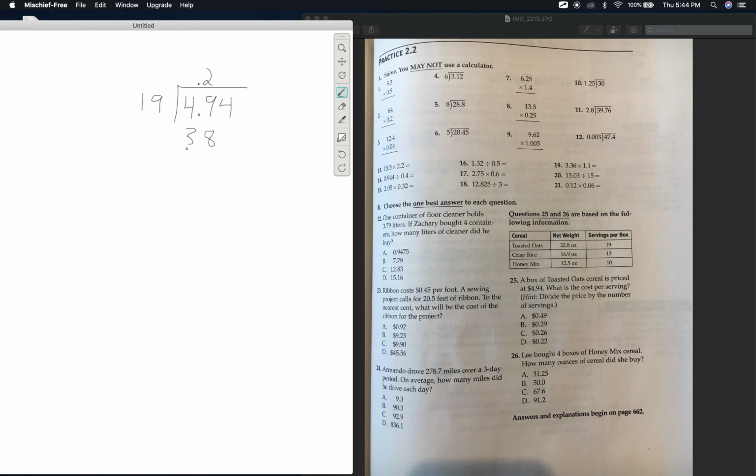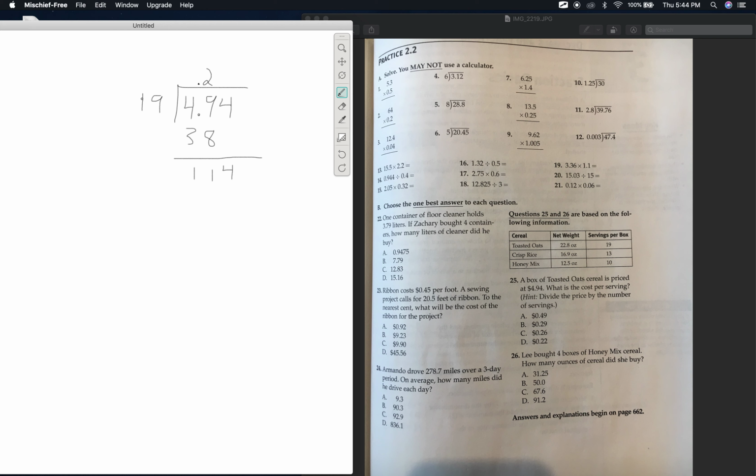Okay, 4 minus 3, let's do this way first. 9 minus 8 is 1. 4 minus 3 is 1. So 19 goes into 11. It does not. Bring down the 4. 19 goes into 114. Yes, it does.